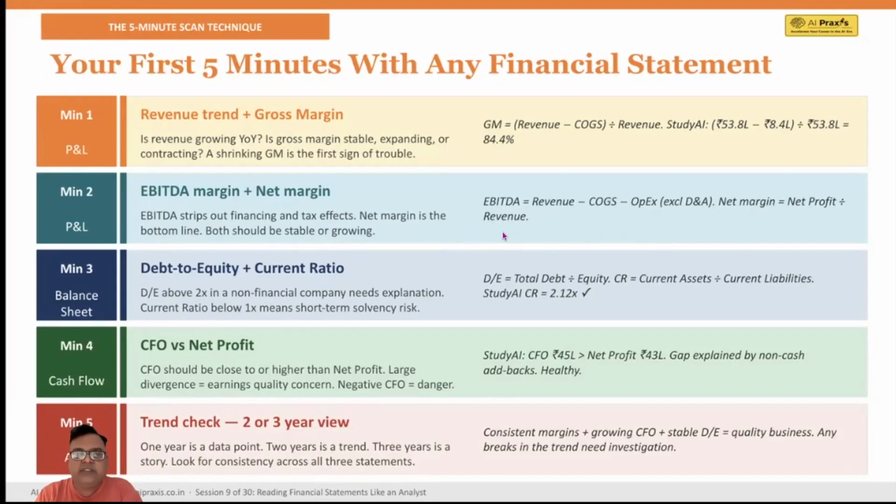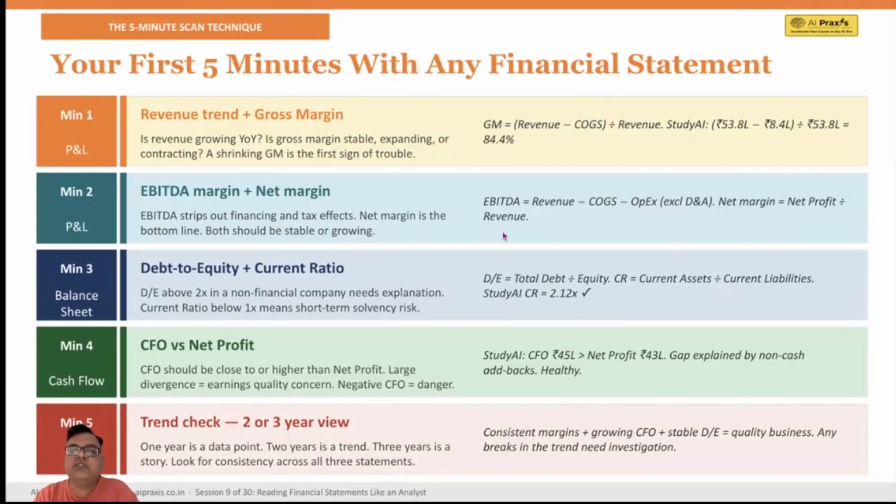Now the formulas are very simple. We know the formula, right? EBITDA is revenue minus COGS minus operating expenses, excluding depreciation and amortization. Net margin was, of course, net profit divided by revenue. So both of these should ideally be stable or improving over time. Now look at the debt to equity or current ratio from the balance sheet.